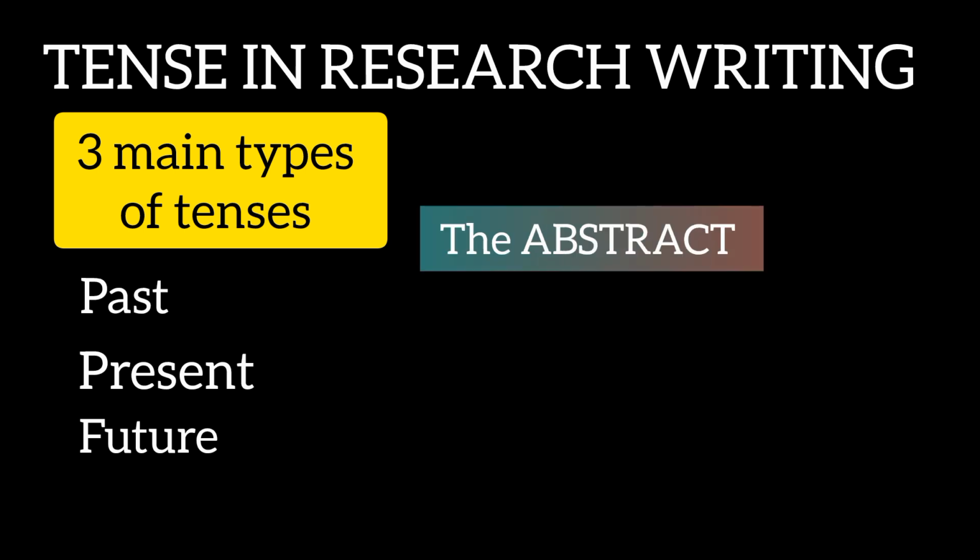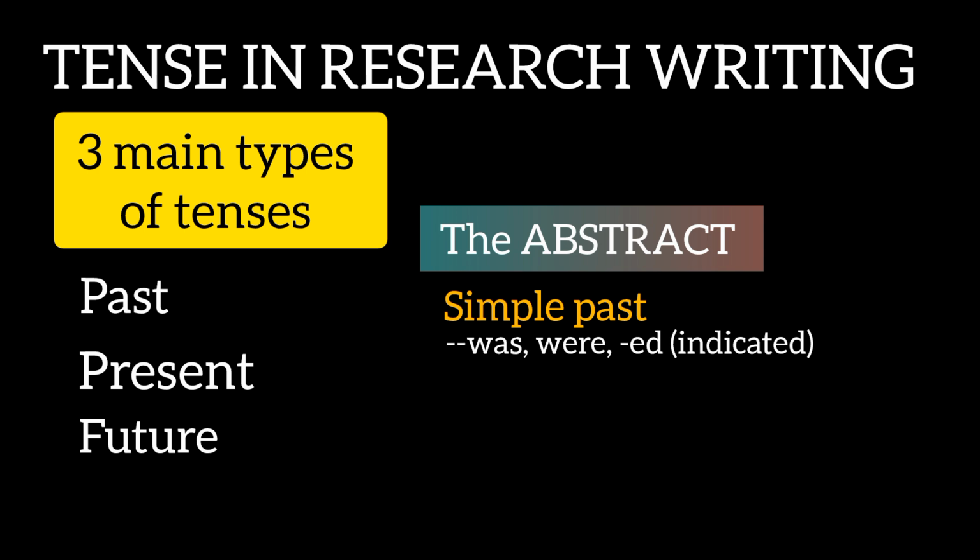In the abstract section of your research paper, use the simple past. For example, an interview was conducted, participants were sampled, findings indicated that, or the evidence showed that. Conducted, sampled, indicated, showed are all verbs in the past simple.